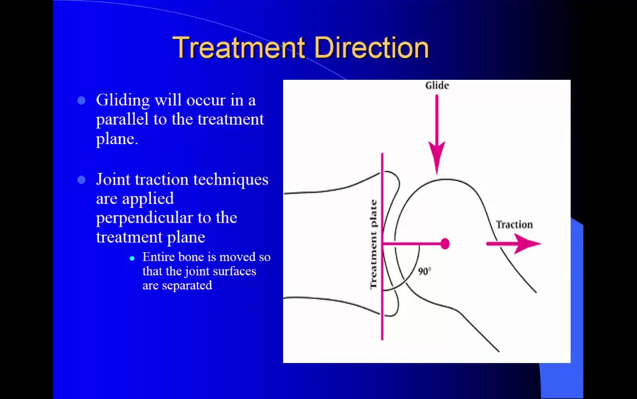You will need to glide in the direction that the slide would normally occur for the desired motion. The direction of sliding is easily determined by using the convex-concave or the concave-convex rule. The entire bone is moved so that there is gliding of one joint surface on another. If gliding in the restricted direction is too painful, begin gliding mobilizations in the painless direction and then progress to gliding in restricted directions when not as painful. During traction, the entire bone is moved so that the joint surfaces are separated. Traction is covered in another lecture.